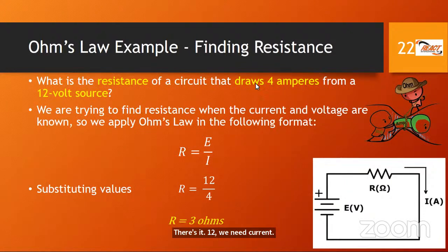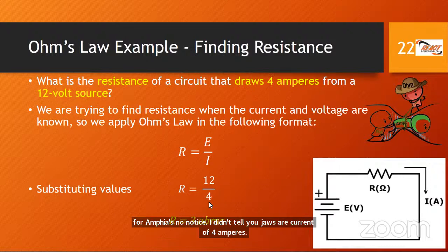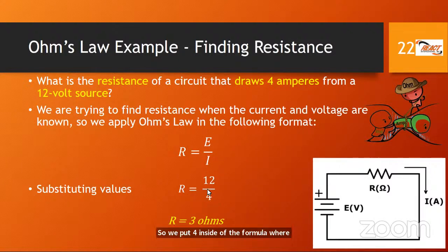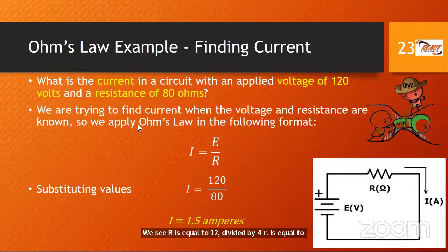Now notice it didn't tell you it draws a current of 4 amperes. That's what they try to trick you up with. But you know amperes is current. So we put 4 inside of the formula where I is. I is current. So it's 12 divided by 4. That's 3 ohms. So we see R is equal to 12 divided by 4. R is equal to 3 ohms. An actual exam question. Let's do another one.